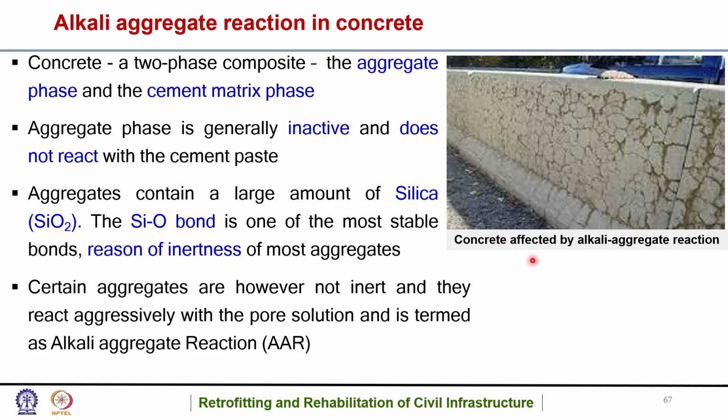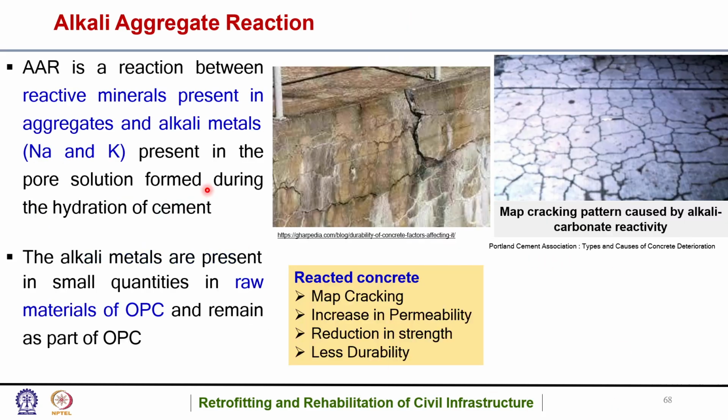So this is an example of concrete affected by alkali aggregate reaction. AAR is a reaction between reactive minerals present in aggregates and alkali metals, sodium and potassium, present in the pore solution formed during the hydration of cement. These alkali metals are present in small quantities in the raw materials of OPC and remain as part of OPC. The reacted concrete results in map cracking, that is cracks in the shape of maps, increase in permeability, reduction in strength and less durability. This is the map cracking pattern caused by alkali carbonate reactivity.